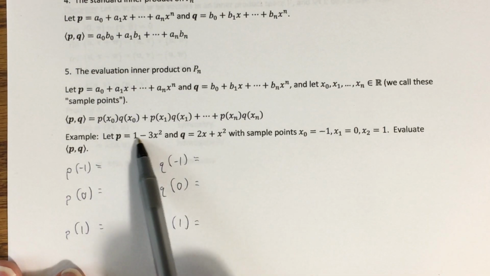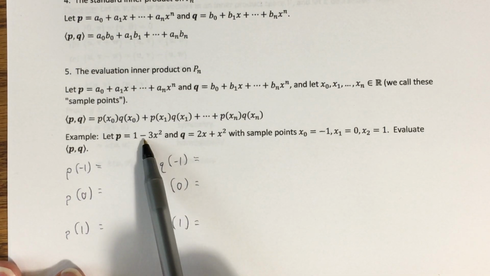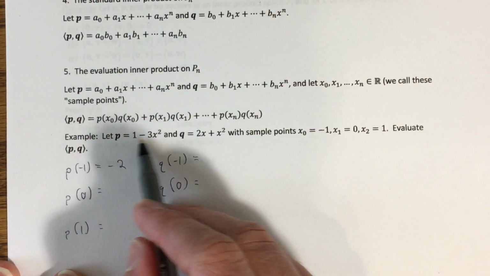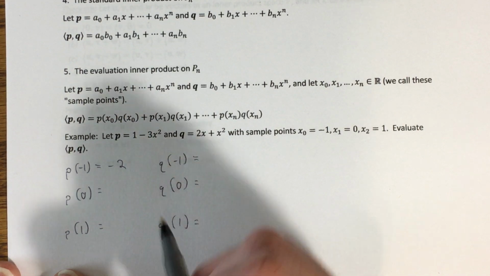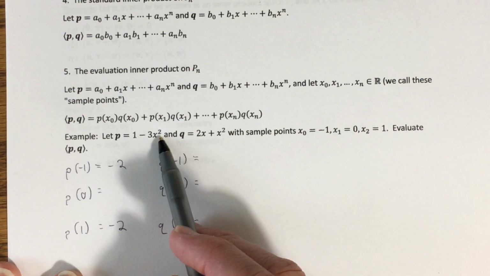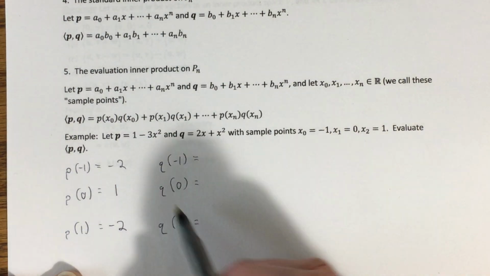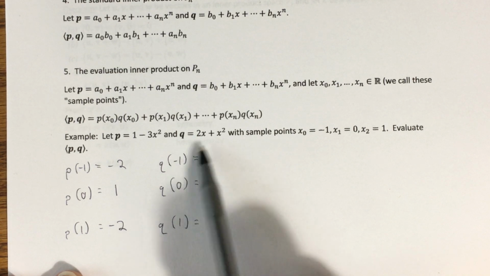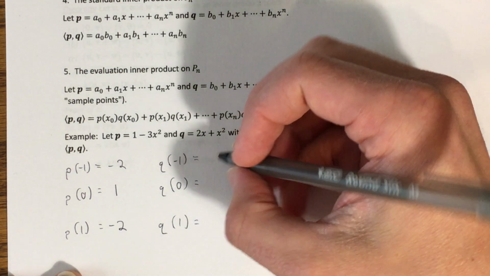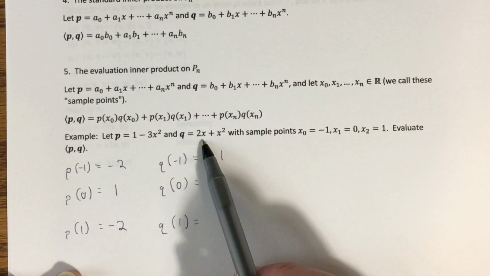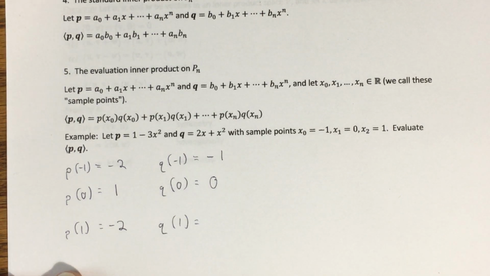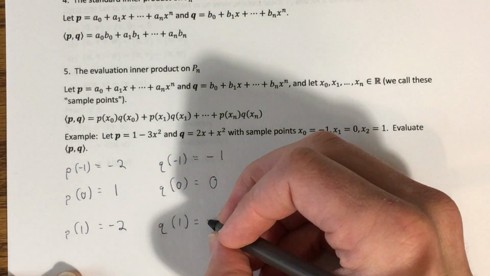P of -1. Notice if I come up here and plug -1 into this, it becomes 1 minus 3, which is -2. In fact, this is an even function, so P of 1 would also be -2. And then if I plug a 0 in for x, I get a 1. Okay, coming over to Q now. If I plug a -1 in for Q, this becomes -2 plus 1, which is -1. Plug in a 0, and the whole thing goes to 0. Plug in a 1, and I get 3.